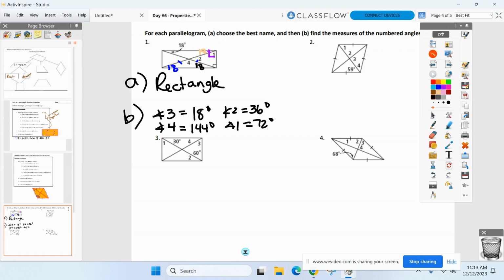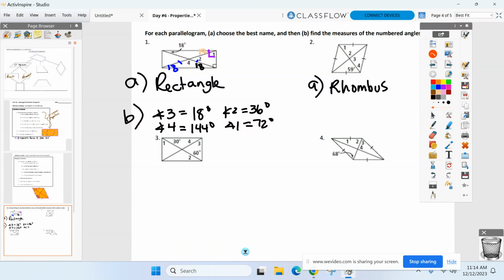Perfect. Any issues there? And again, I'm going fast here. I'm going to let you guys do some on your own in a sec, but just want to show you if you know your properties, this can go quick. Number 2, it's a parallelogram, but I made all 4 sides equal. A better name for it would be rhombus. Yes, all sides equal in a rhombus.